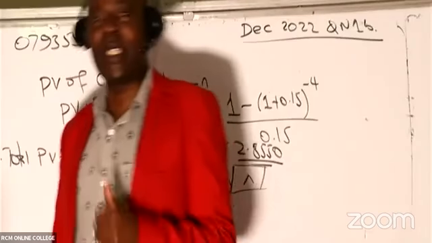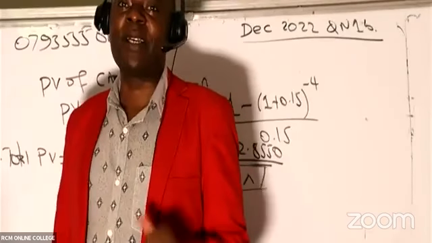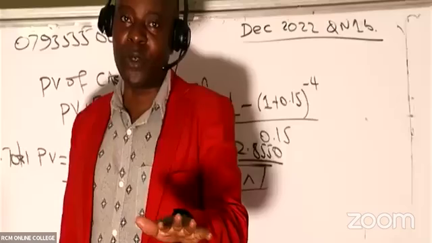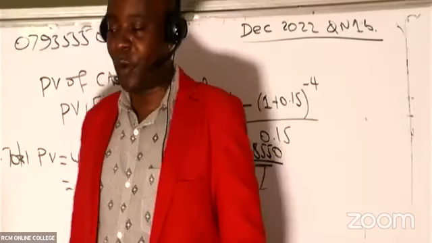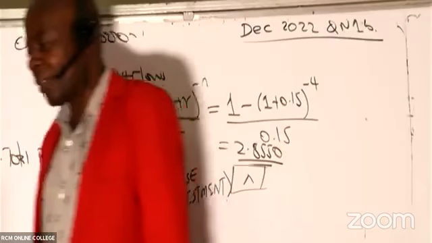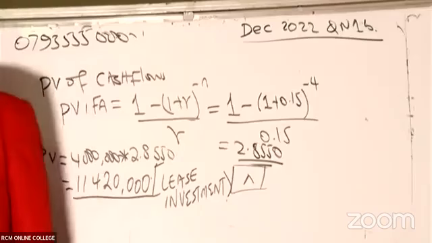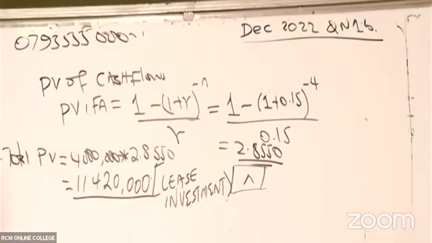Very bright students here. Now, ladies and gentlemen, I've been able to do the first thing that you've told me to do: get the present value of the cash flows. That I've done. So then what do you think will be the next thing to be done? Discount already, right? We have already discounted.